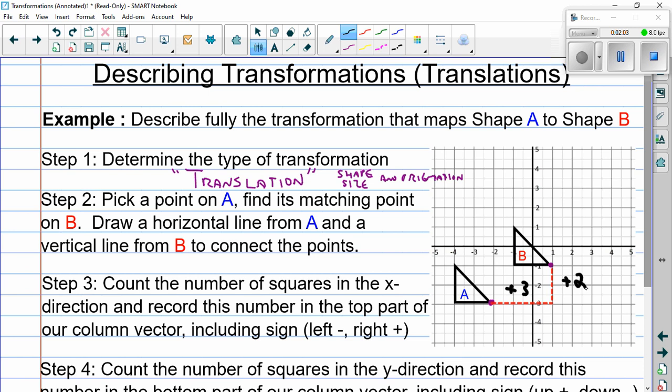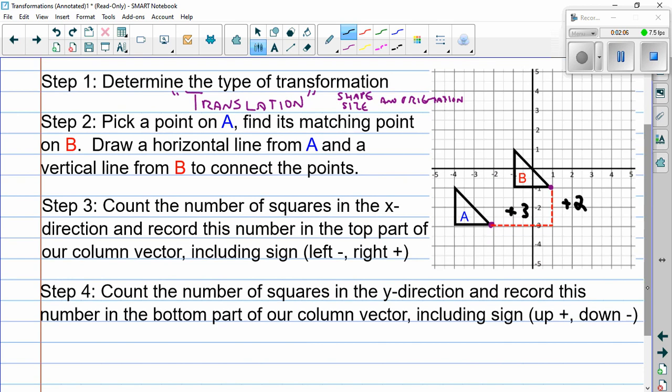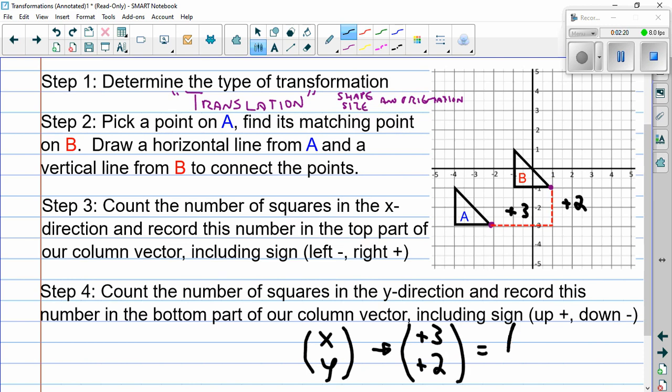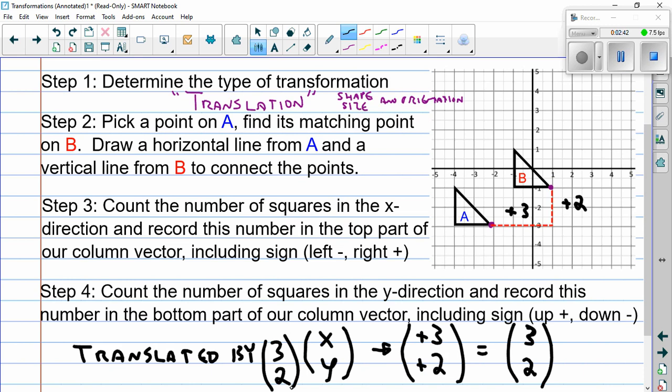So how do we represent that? How are we going to represent that as our column vector? Well, we know that it is in the form of x, y. So for ours it is positive 3 and then positive 2. So we can just write that as the column vector (3, 2). So at the end, we'd say translated by (3, 2), and we'd be done.